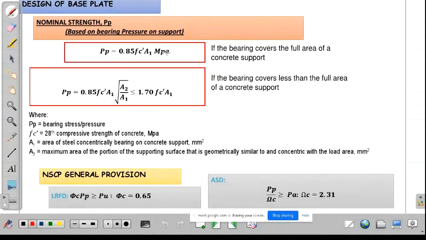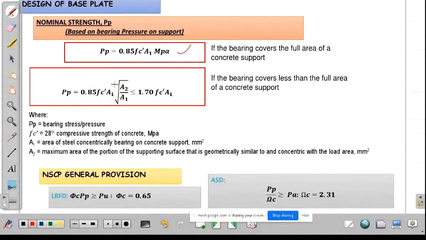So yung if our bearing covers the full area of our concrete support, ito yung gagamitin nating nominal strength equation, that is Pp = 0.85 fc' A1. This is in MPa. Okay? And pag yung bearing naman natin covers less than the full area of the concrete support, yung Pp natin is this equation. So we have 0.85 fc' A1 multiplied by the square root of A2 over A1.